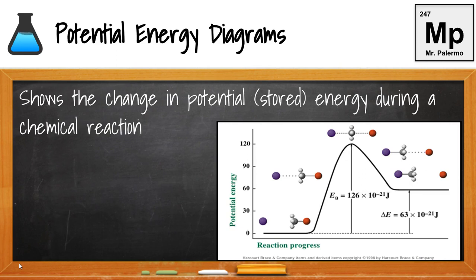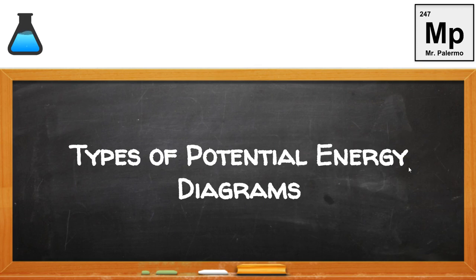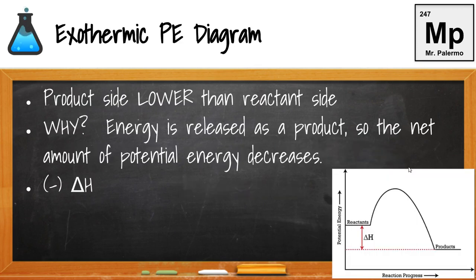A potential energy diagram is a way to show the change in potential or stored energy during a chemical reaction, and it looks much like this. And so we can track that change in energy from the reactants to the final products. And so let's look at the two different types of potential energy diagrams. The first one being exothermic.